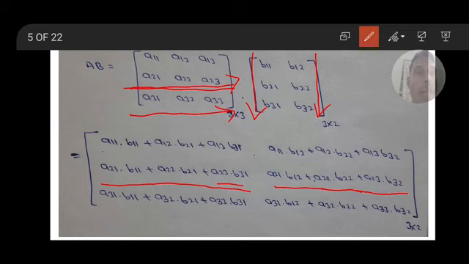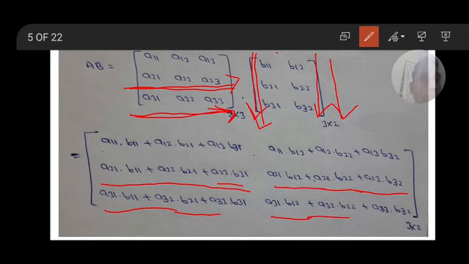Next, third row. Third row in the first matrix and first column in the second matrix: A31 into B11 plus A32 into B21 plus A33 into B31. Next, same third row and second column: A31 into B12 plus A32 into B22 plus A33 into B32 is the multiplication.